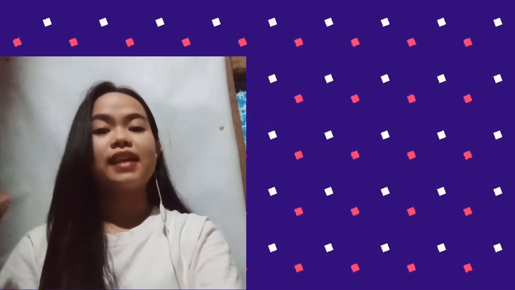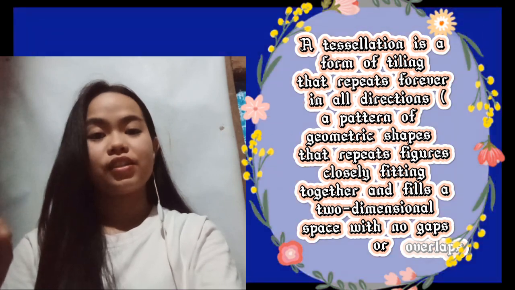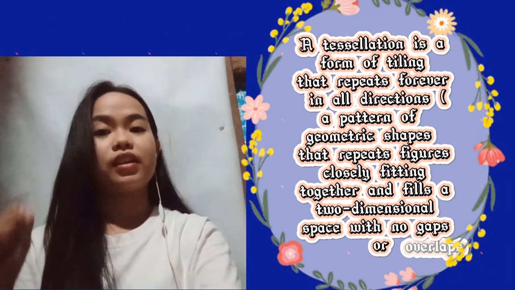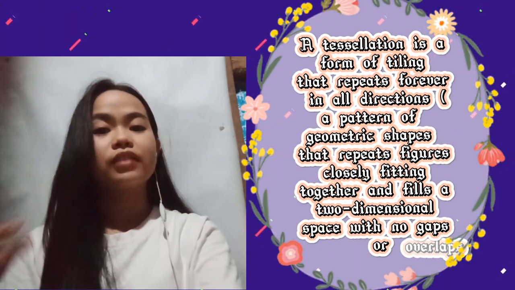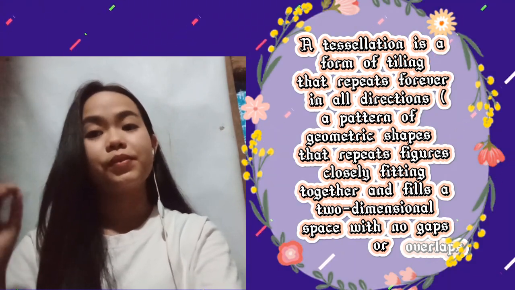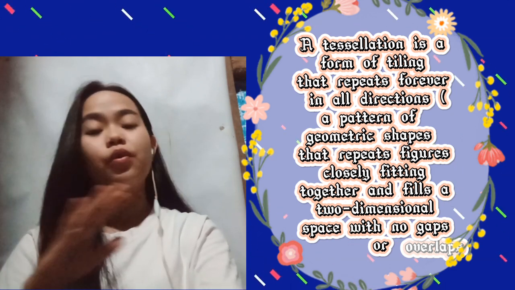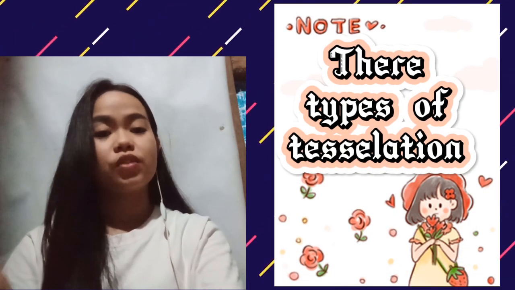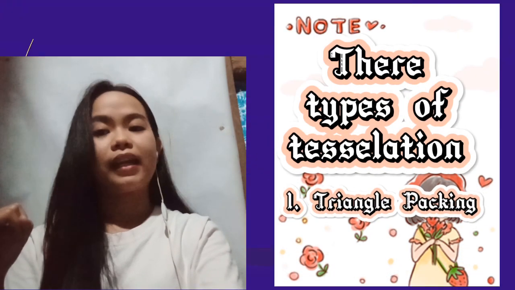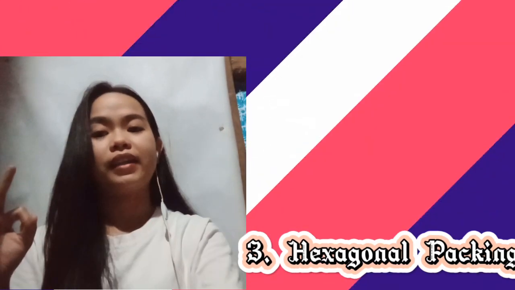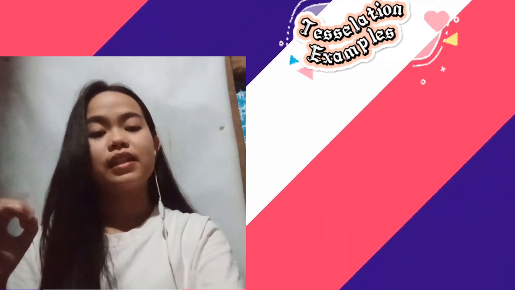So the last classification of common patterns in nature is the tessellation. What is tessellation? A tessellation is a form of tiling that repeats forever in all directions. It is a pattern of geometric shapes that repeats figures, closely fitting together and filling a two-dimensional space with no gaps or overlaps. There are three types of tessellation. Namely, first, triangle packing, the second one is square packing, and lastly is the hexagonal packing. So what are the examples of this tessellation?